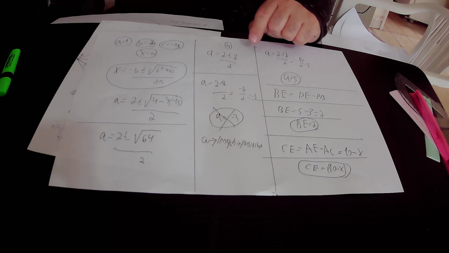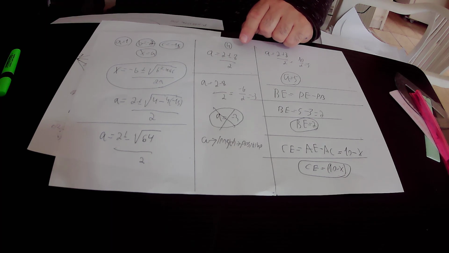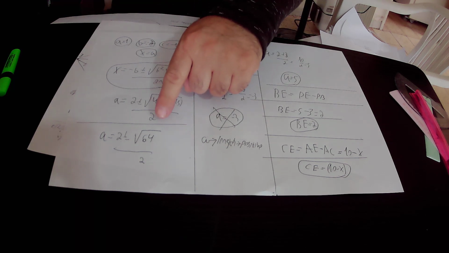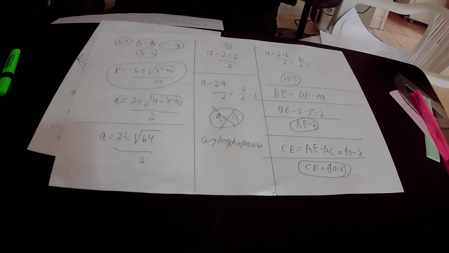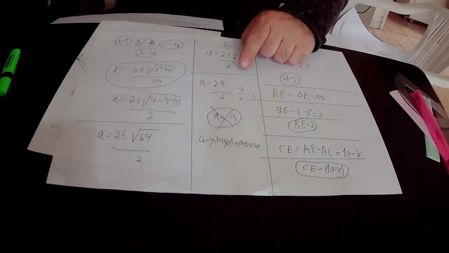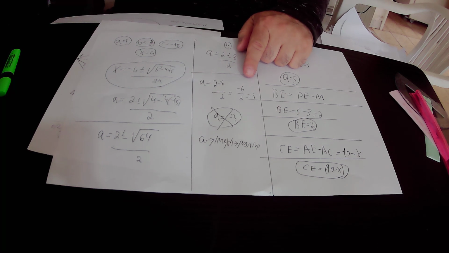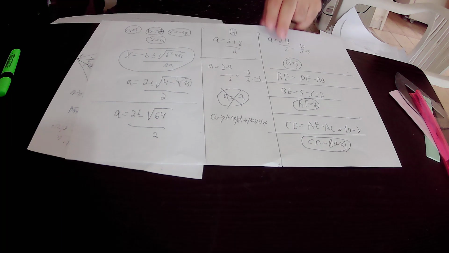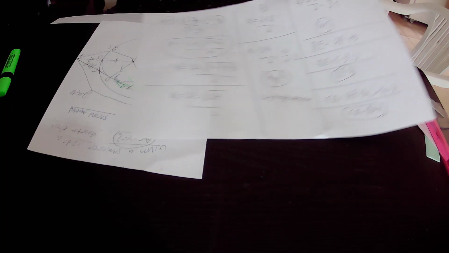So here we will have two solutions that are possible for a. First of all, a equals 2 plus or minus the square root of 64, which is 8, over 2. The first solution for a is a equals 2 minus 8 over 2. 2 minus 8 is minus 6, and minus 6 over 2 is minus 3. So we found out that a equals minus 3, that is a negative number.